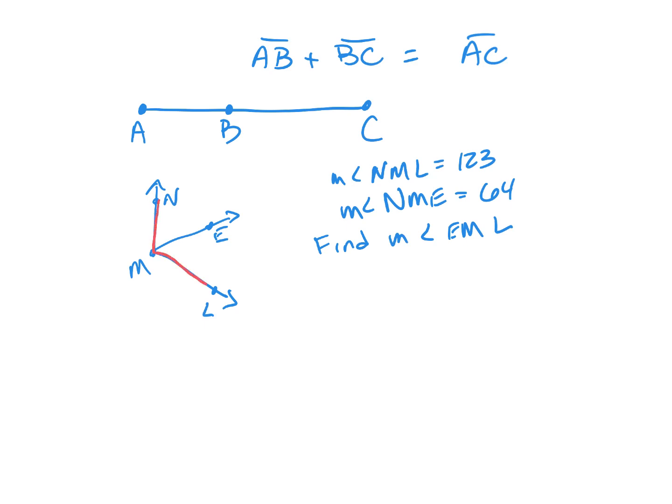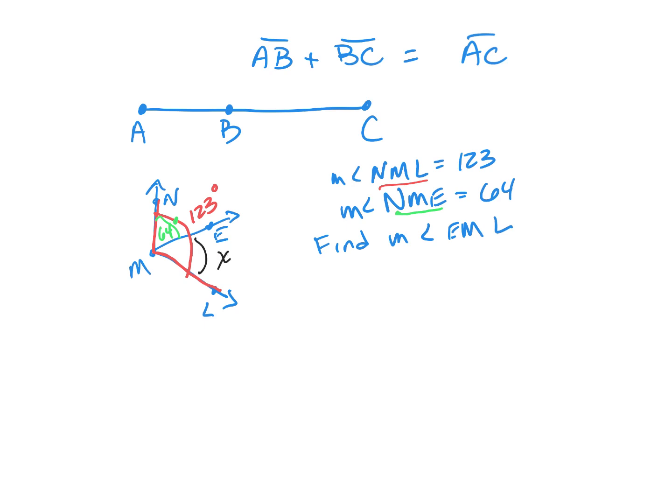What I do is I put the information in the picture because it's easier for me to keep track. NML is the whole thing. It's this guy right here. So that is 123. Does everybody see why that's 123? NME we did in red. NME is this little guy, which is 64. And they want us to find EML, which is this guy right here.